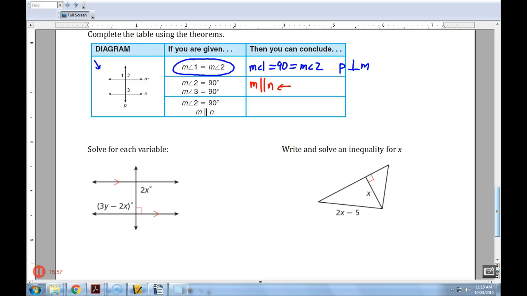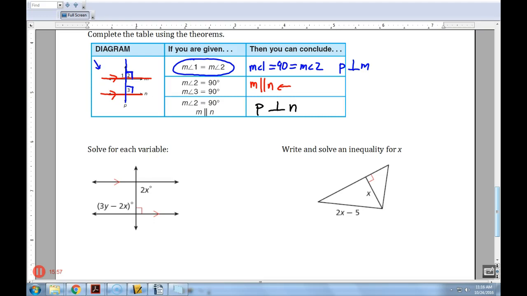And then the final one, what if the measure of angle 2 is 90, and what if I have a set of parallel lines? I'm given these lines are parallel, I'm given that there's 90 degrees. Well, if you're a transversal and you're perpendicular to one of two parallel lines, you've got to be perpendicular to the other. So I also know now that P has to be perpendicular to N because of the theorem up above.